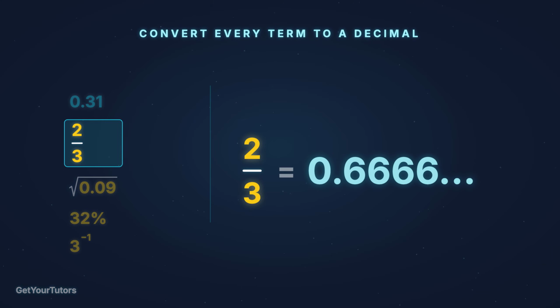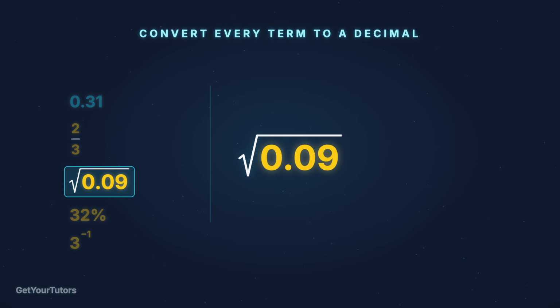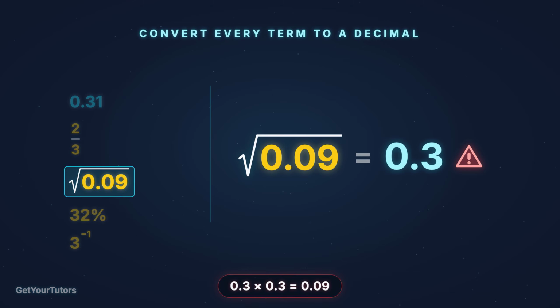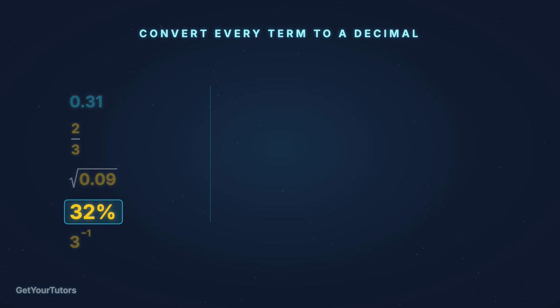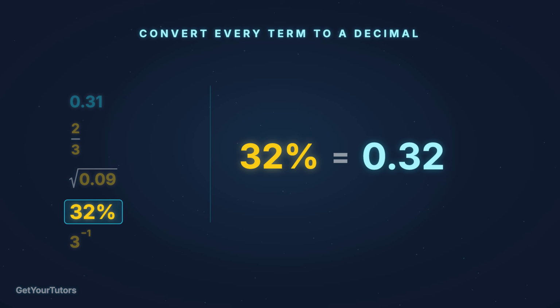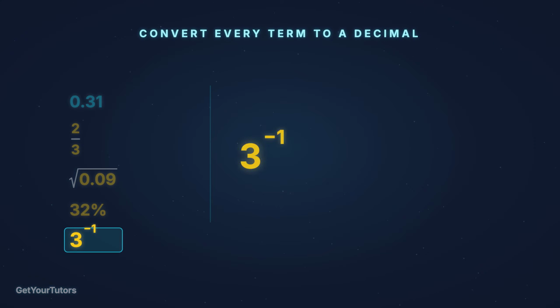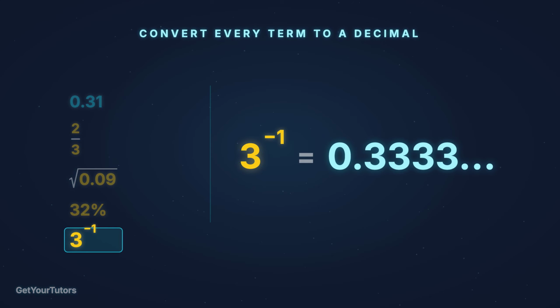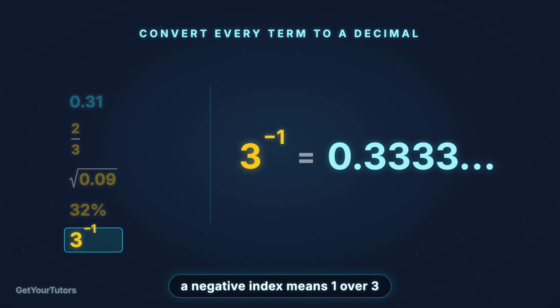2/3 equals exactly 0.666, repeating forever. We covered this in our previous masterclass. The square root of 0.09 is a trap. It becomes exactly 0.3. 32% converts into a decimal by dividing by 100. This gives exactly 0.32. 3 to the -1 power means exactly 1/3. This becomes 0.33 repeating forever.